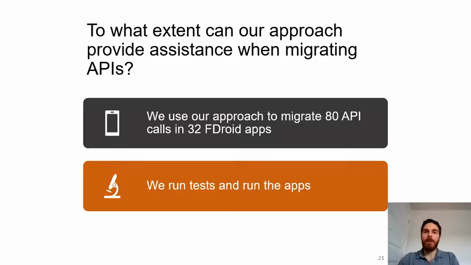We then ran our tool to automatically migrate 32 F-Droid apps. These 32 F-Droid apps were sampled specifically because they had test suites. And we used our tool to migrate 80 API calls in these apps. We migrate the calls and then run the tests. And if the tests pass, we also run the apps just to make sure that we actually target the functionality specifically, because sometimes the tests may not target the API functionality that we are migrating. We make sure to do that when we manually run the app after the migration, just as a safety.